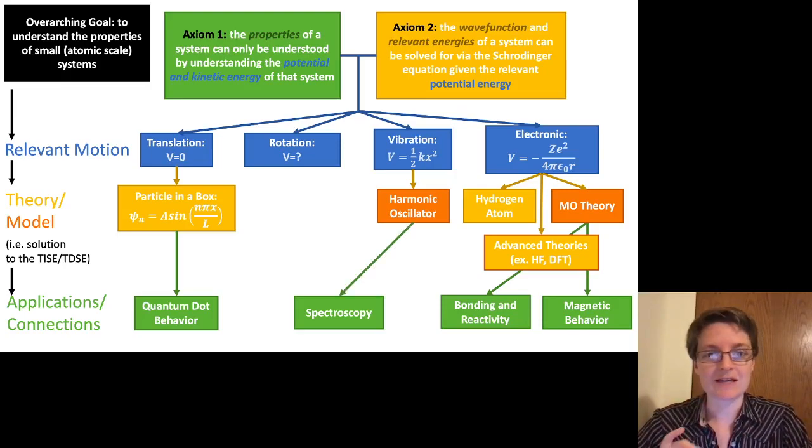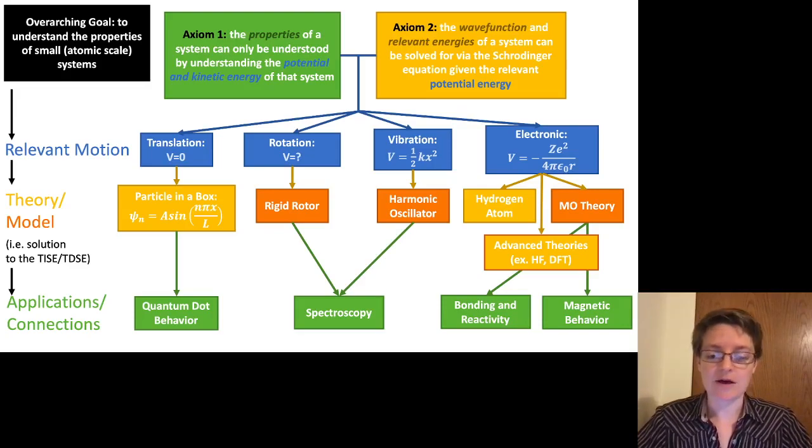And we're going to directly connect the results of this model to spectroscopy so that we can see the connection between experimental results that we can measure in the lab and the theory results that we would predict using the harmonic oscillator model. As for rotation, we'll develop a second type of model called the rigid rotor. And this rigid rotor model will also help us understand certain spectroscopic results, which is going to be really useful for us in this course.